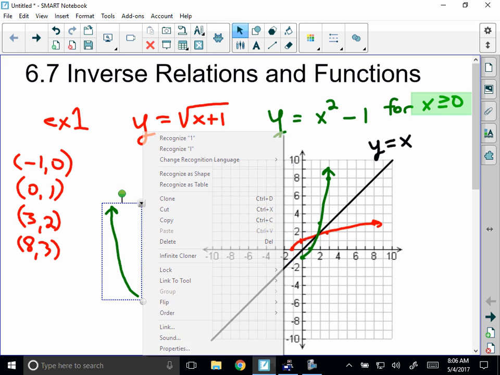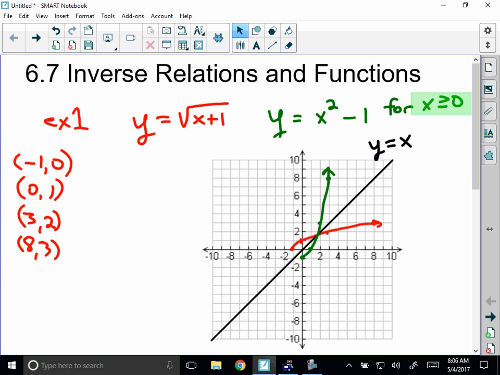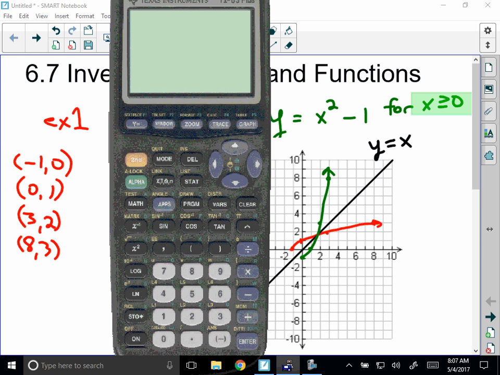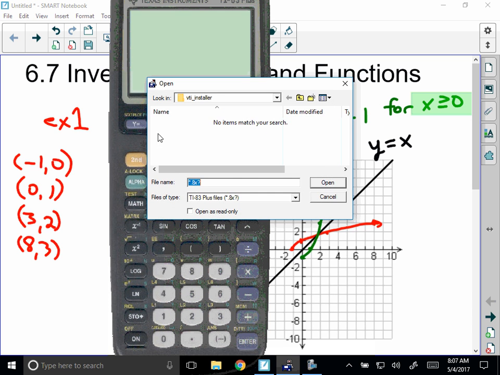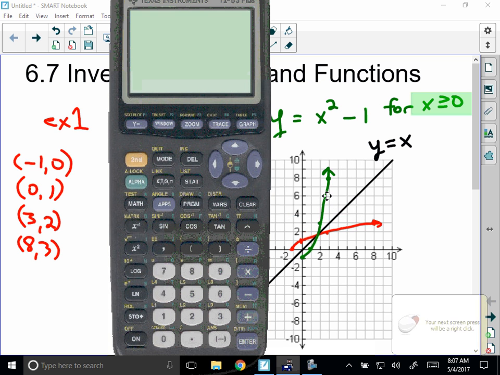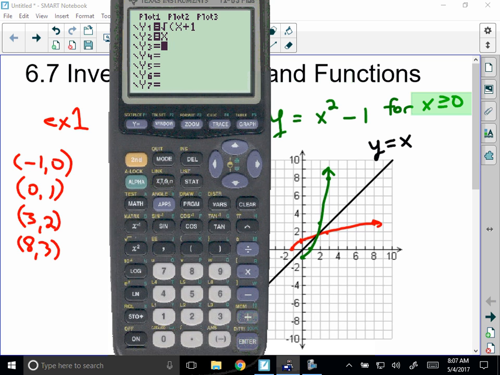Now, the fascinating thing is that your TI graphing calculators are capable of restricting the domain of a graph. I really wish I had the TI Inspire software installed on this new computer, but I don't. So I'd like to graph this on my 83 for a minute. I told you we're going to kick it old school today. So I'm going to reset this calculator. I'm graphing the square root of x plus 1, I'm graphing x, and I'm graphing x squared minus 1.